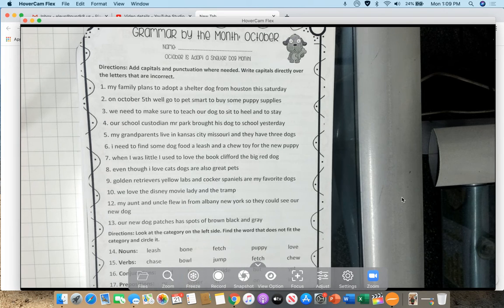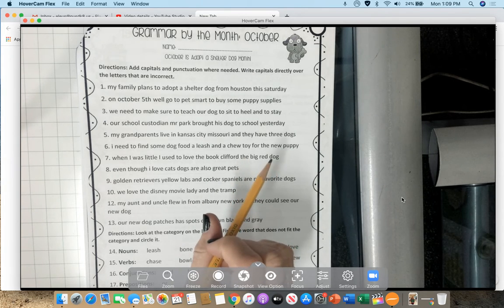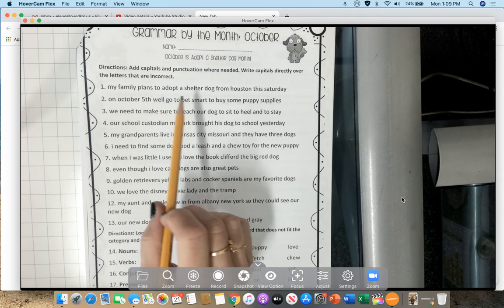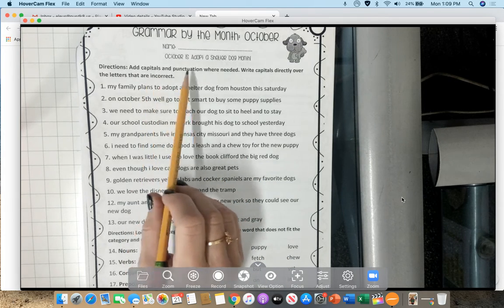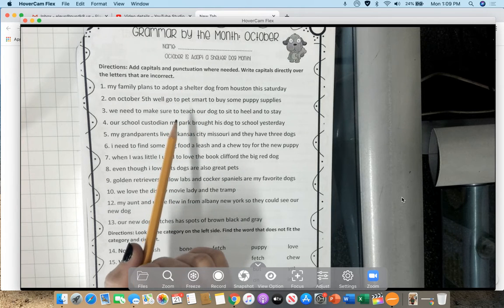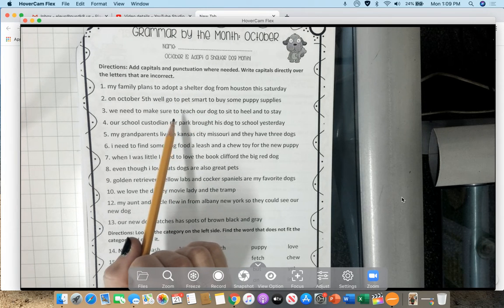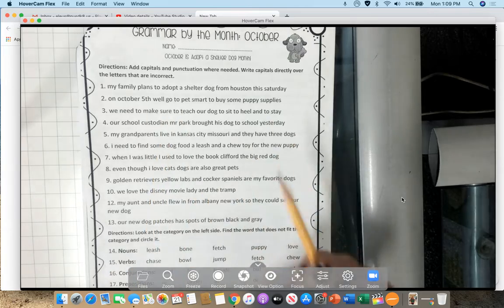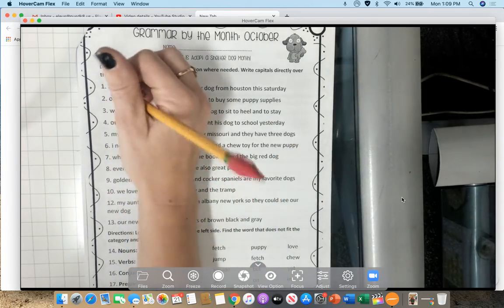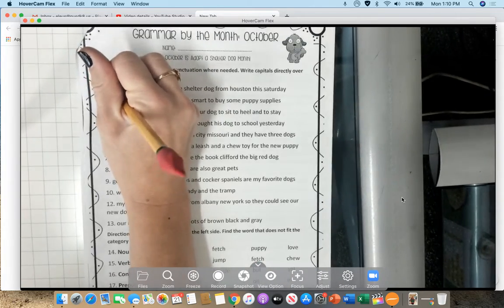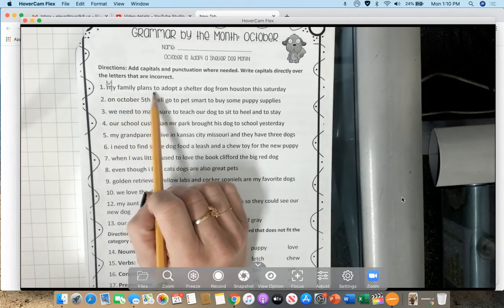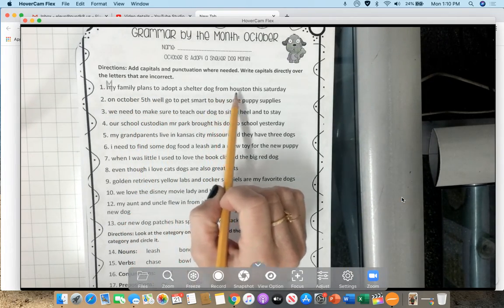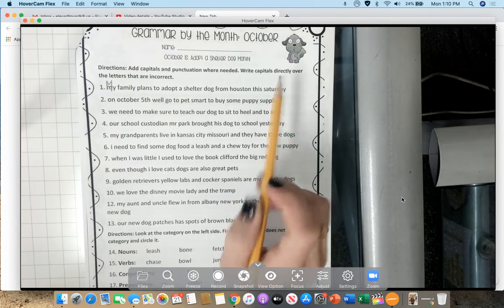If you guys need extra help, remember that in your language arts section of your binder, you have a whole anchor chart that teaches you what gets capitalized and how we use punctuation. So please use those as they are meant to help you when you're learning at home. So we always capitalize the beginning of a sentence. So "My" should be capitalized. My family plans to adopt a shelter dog from Houston this Saturday.